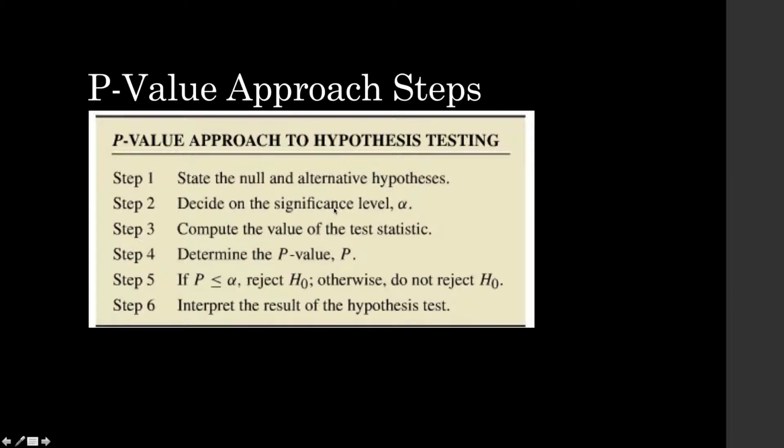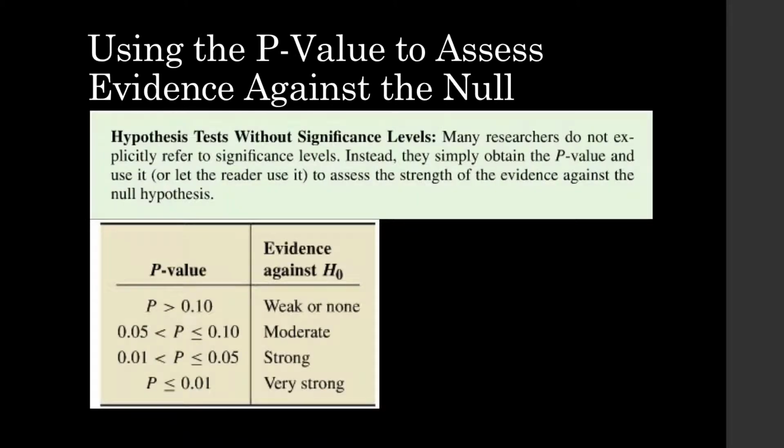So here's our approach for the p-value testing. State the null and alternative. Decide on the significance level. That's typically given to you. Okay. Compute the value of the test statistic, our z-score. Use it to determine the p-value. And if p is less than or equal to alpha, reject the null. Otherwise, do not reject it. And then interpret your results.